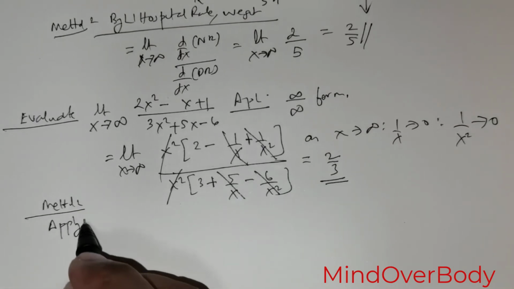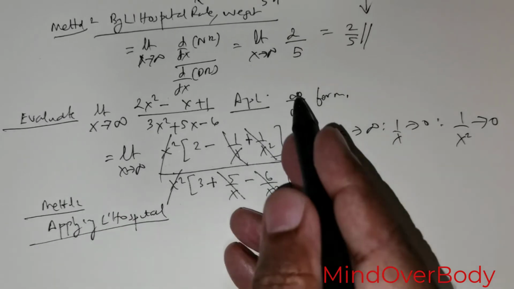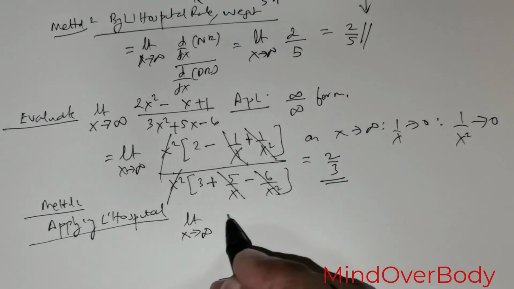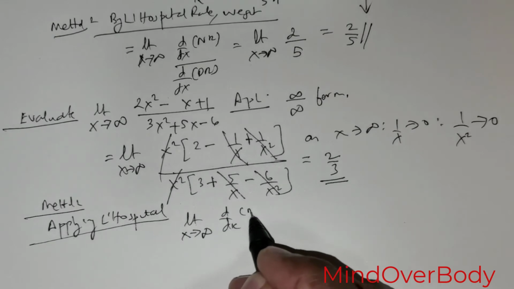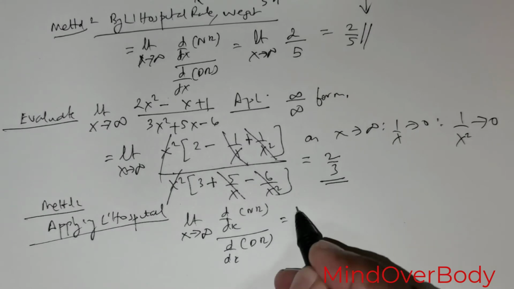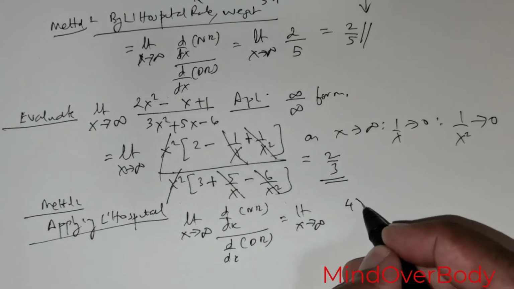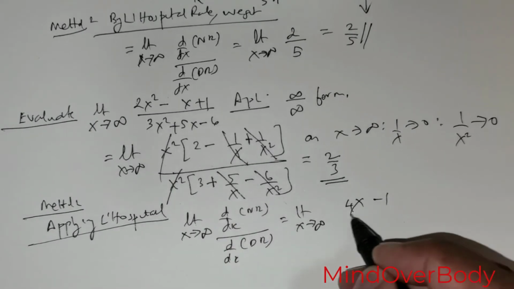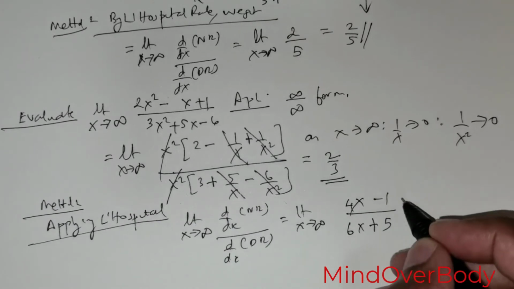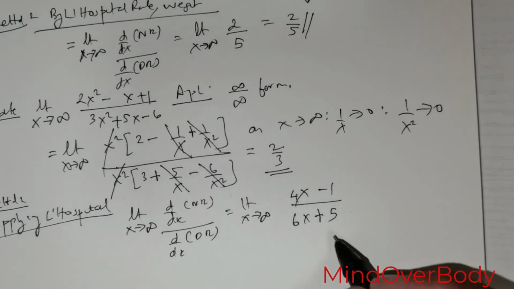I am applying L'Hopital's rule. Now why am I applying L'Hopital's rule? Because of the infinity over infinity form. So what does the L'Hopital's rule state? Limit x tending to infinity, differentiating the numerator divided by differentiating the denominator. This is equal to limit x tending to infinity of, I differentiate the numerator, I get 4 times x to the power negative 1, divided by, differentiate the denominator, I get 6 times x to the power 5. Now if I were to apply the limits, this is going to be infinity.